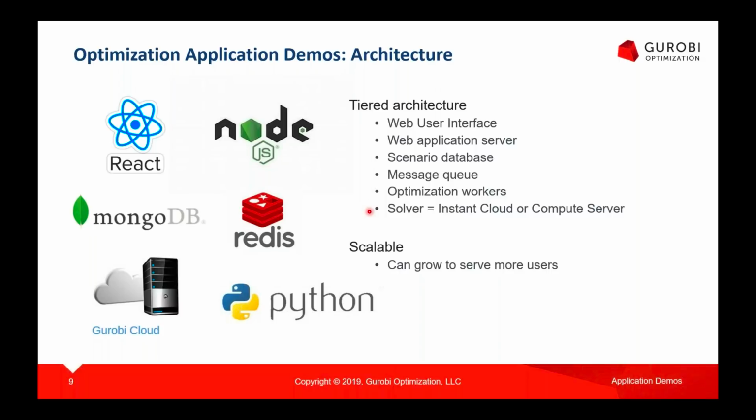And then finally, we're using Gurobi Instant Cloud in our demonstrations for the web. But you can easily, and in fact, there are instructions that come with the source code that say how to do this, but you can easily substitute compute server for Instant Cloud if you have a compute server license.